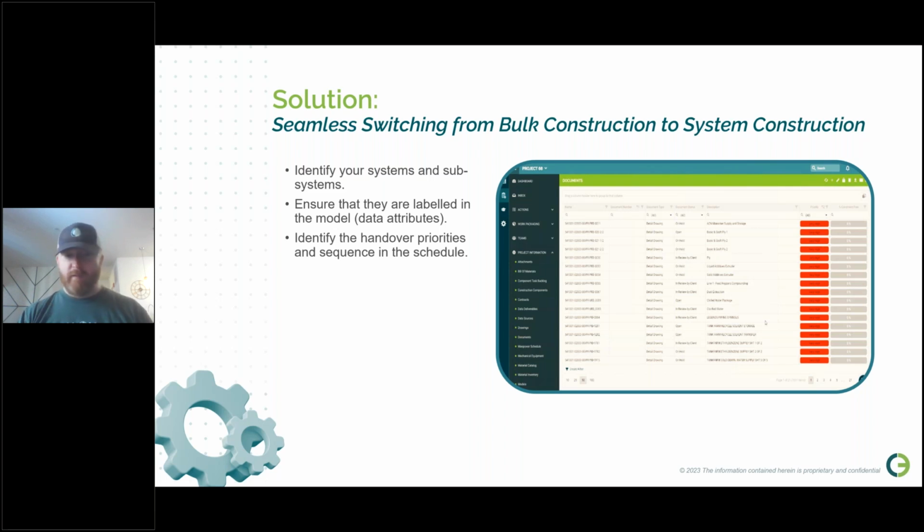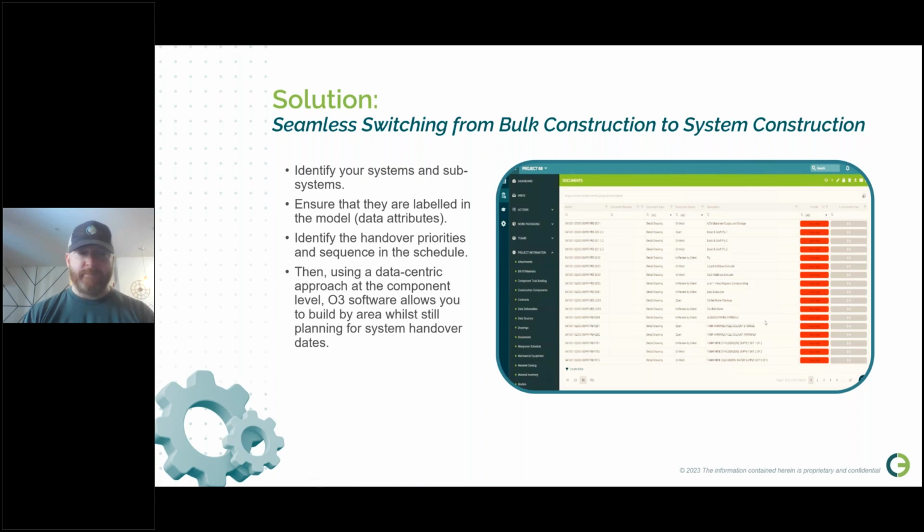Then you need to have your commissioning and startup folks identify the handover sequence. What do we need first? And you need to be able to communicate that information to the construction contractor. We need utility systems first. We need the instrument air, we need the glycol line, and so on. Whatever that sequence is, you have to tell them so that they know what you're going to need and in what order. They also need to understand what makes up those systems, what's contained in each of those systems, which is part of where having it labeled in the model will definitely help.